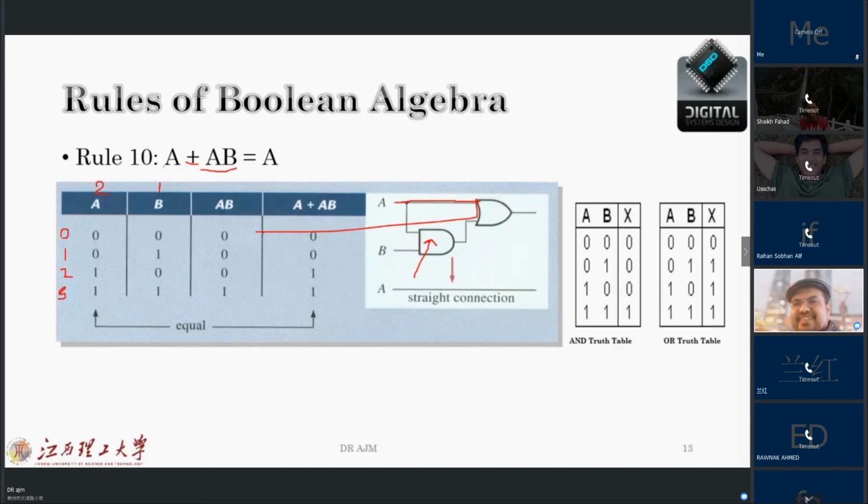Then the first thing is that I should calculate the AND between A and B. AND between A and B is like that. Zero and zero is zero. Zero and one is zero. One and zero is zero. One and one is one. And the next part is that I should OR it with A. Then OR between 0 and 0 is 0. OR between 0 and 0 is again 0. OR between 0 and 1 is 1. OR between 1 and 1 is 1. Now you tell me, this output, it's similar to which one? It's exactly similar to A.